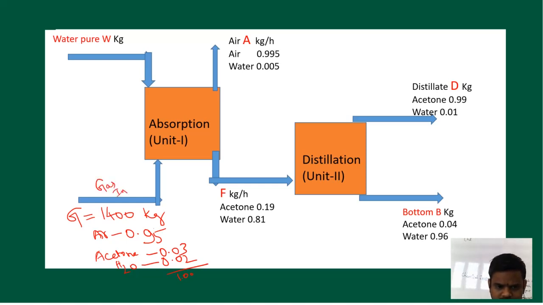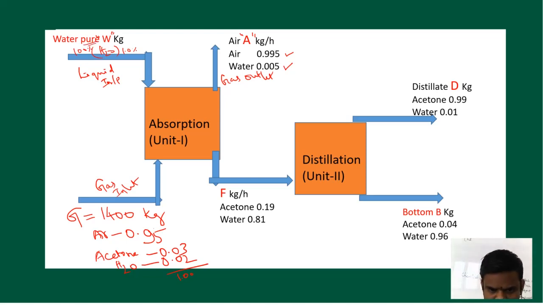We have the gas inlet here, and there is a gas outlet. This is the gas outlet stream, which is given by A kg per hour, and its composition is air 0.995, water 0.005. And there we have the liquid inlet, which is pure water, W kg. That means other components are 0, only water is present in it. So pure water means the mass fraction is 1, that is 100% water.